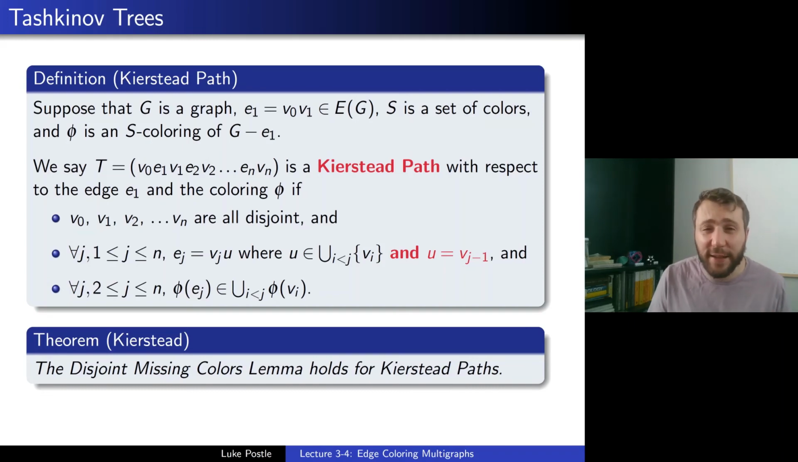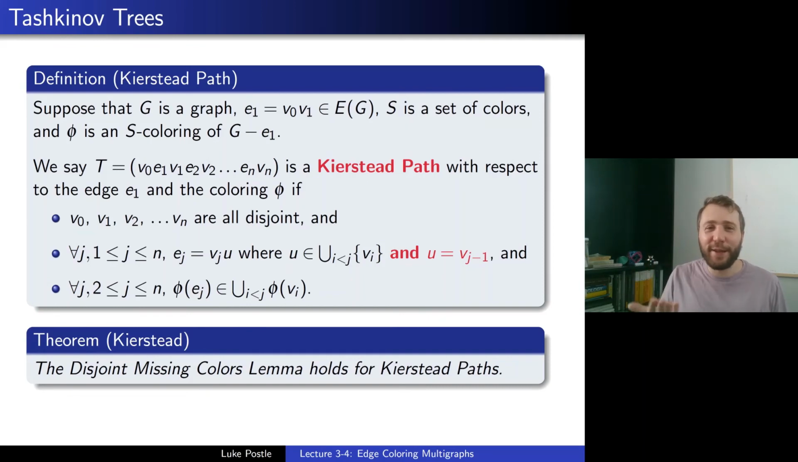I won't state that because the statement is a little complicated, but it says if you have a coloring of G minus e, but not of G, then you actually have disjoint sets of missing colors for all the vertices in the path. So that's very nice, right? We have fans, and we get this nice lemma for them, and we have paths, and you get a nice lemma for them. What else could you do?